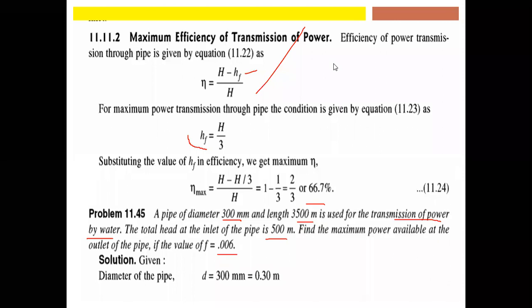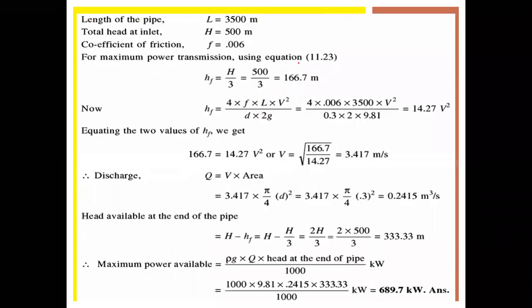Now, what is the given diameter? The given diameter of the pipe is 300 mm, that is D equal to 0.3 meter. Next, the length of the pipe is 3500 meters. What is the total head at the inlet? H is equal to 500 meters. f is equal to 0.006.